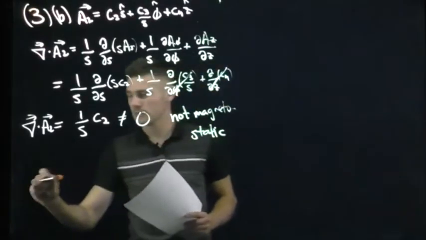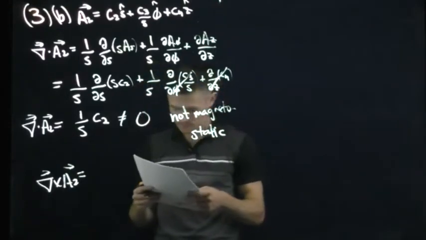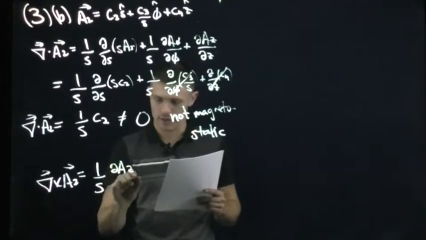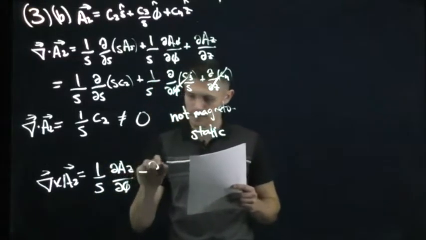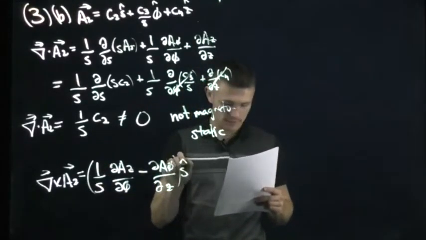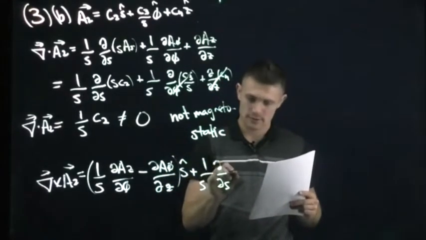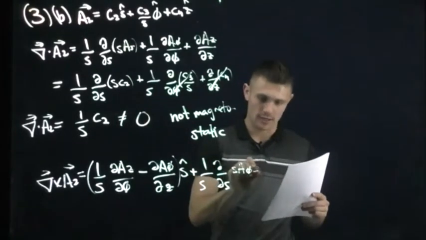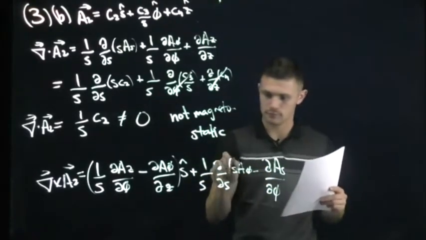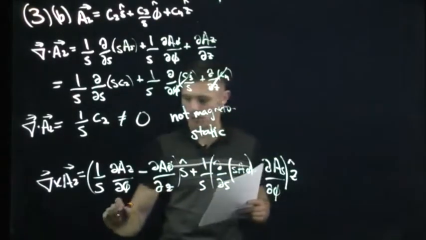Now we check the curl. We say that the curl of A2, again in cylindrical coordinates, is some big long expression from your formula sheet: 1 over S dAz by d phi minus dA phi by dz, S hat, plus 1 over S d by ds of S A phi minus dAs by d phi, z hat, and I missed a term in the middle, but we can add that in now.